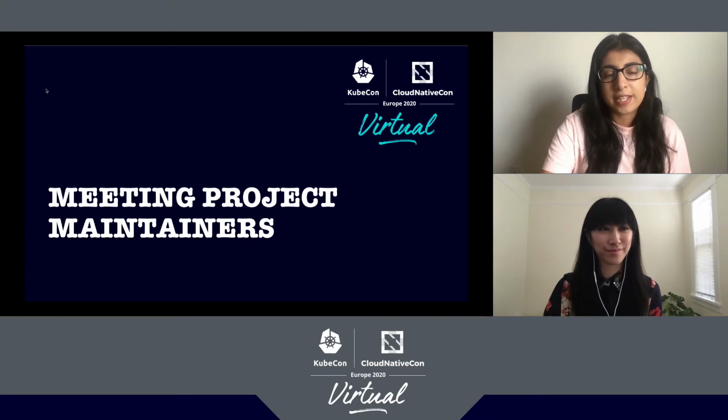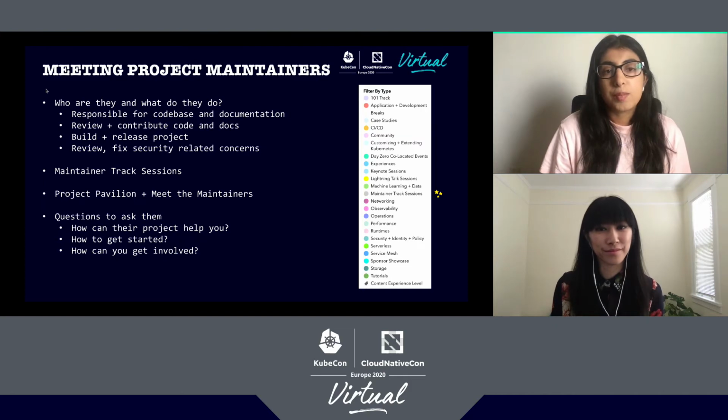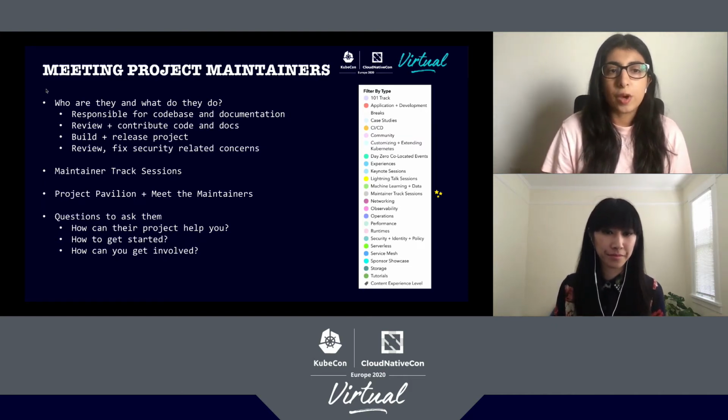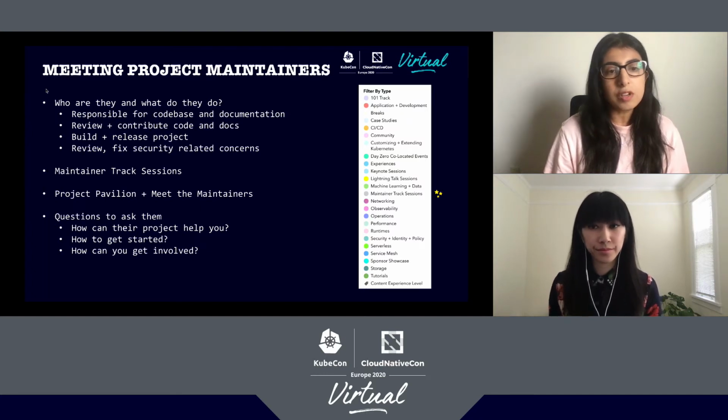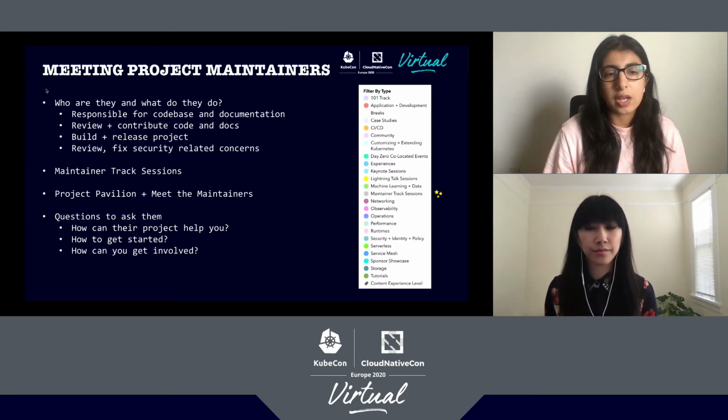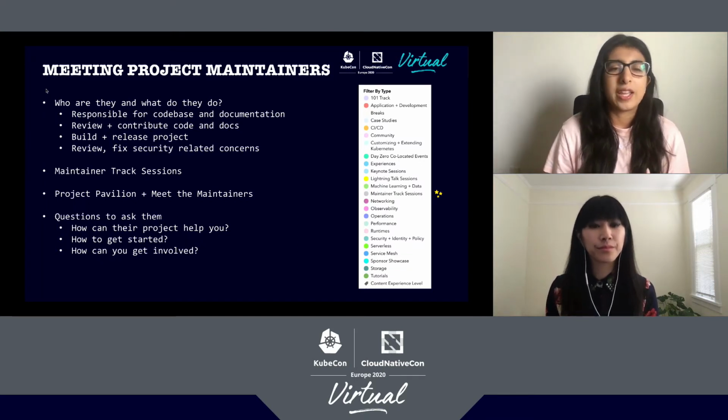All right, let's talk about project maintainers. You'll hear the term project maintainers quite a bit. If you're not familiar with open source or this kind of ecosystem and environment, let me just explain for a second what a project maintainer is. Project maintainers are responsible for the code base and documentation of a particular project. They review and contribute code and documentation. They will fix bugs, review and contribute features. They'll also help with building and releasing the project, ongoing maintenance work, just upkeep, reviewing and fixing security related concerns. So they're the keepers of the code base essentially. And they're the people you want to go talk to if you have any questions or if you want to propose something.